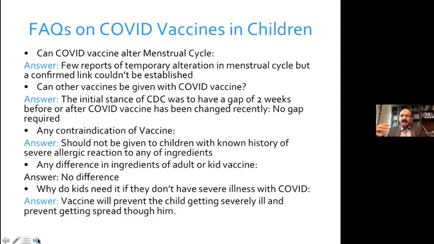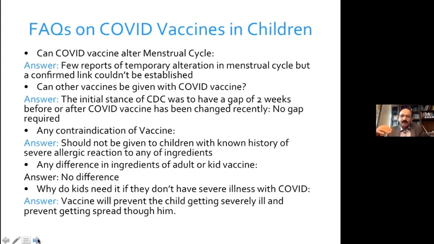I think the initial stance was to have a gap of 2 weeks, but I think no gap is now required. You can give them concomitantly with other vaccines. Any contraindications? I think unless you have a history of allergy, there's no contraindication. Any differences in ingredients of adult or kid vaccine? The answer is no. The dose is the same. The material is the same.